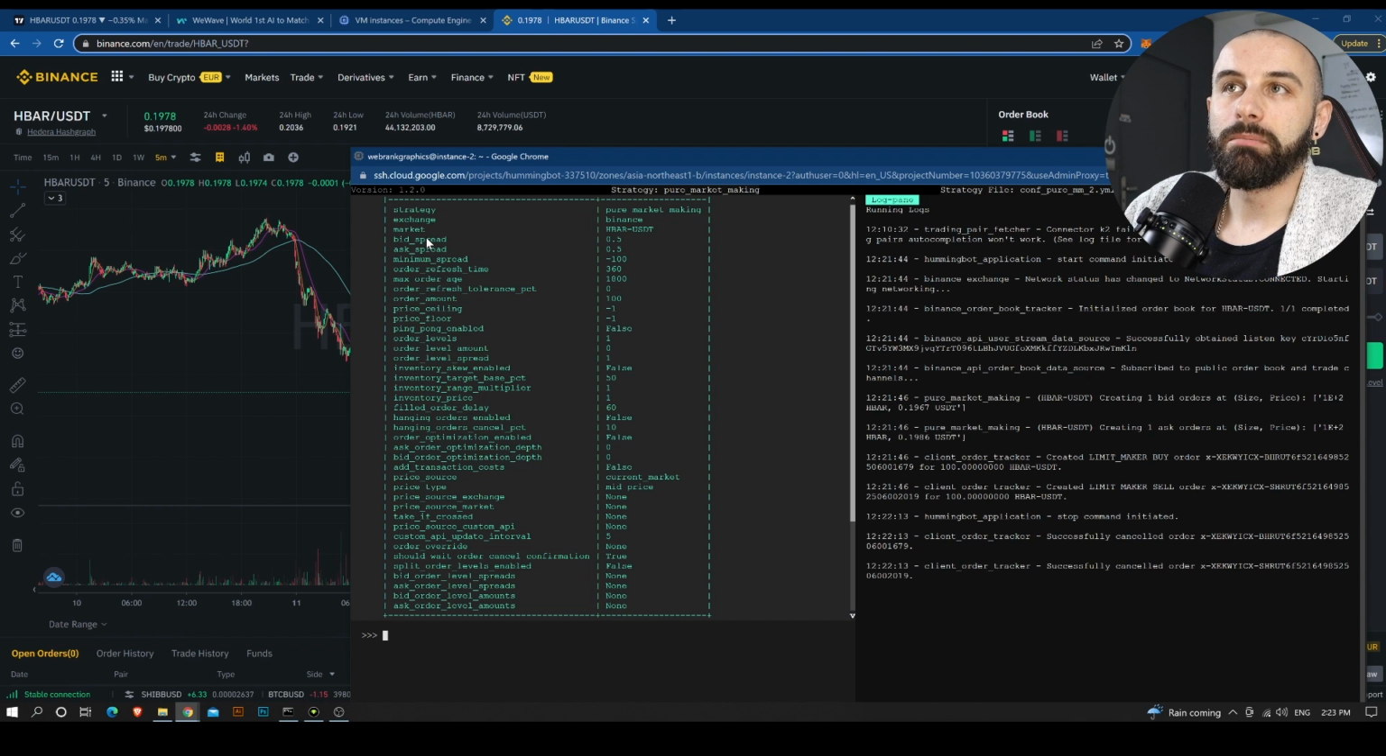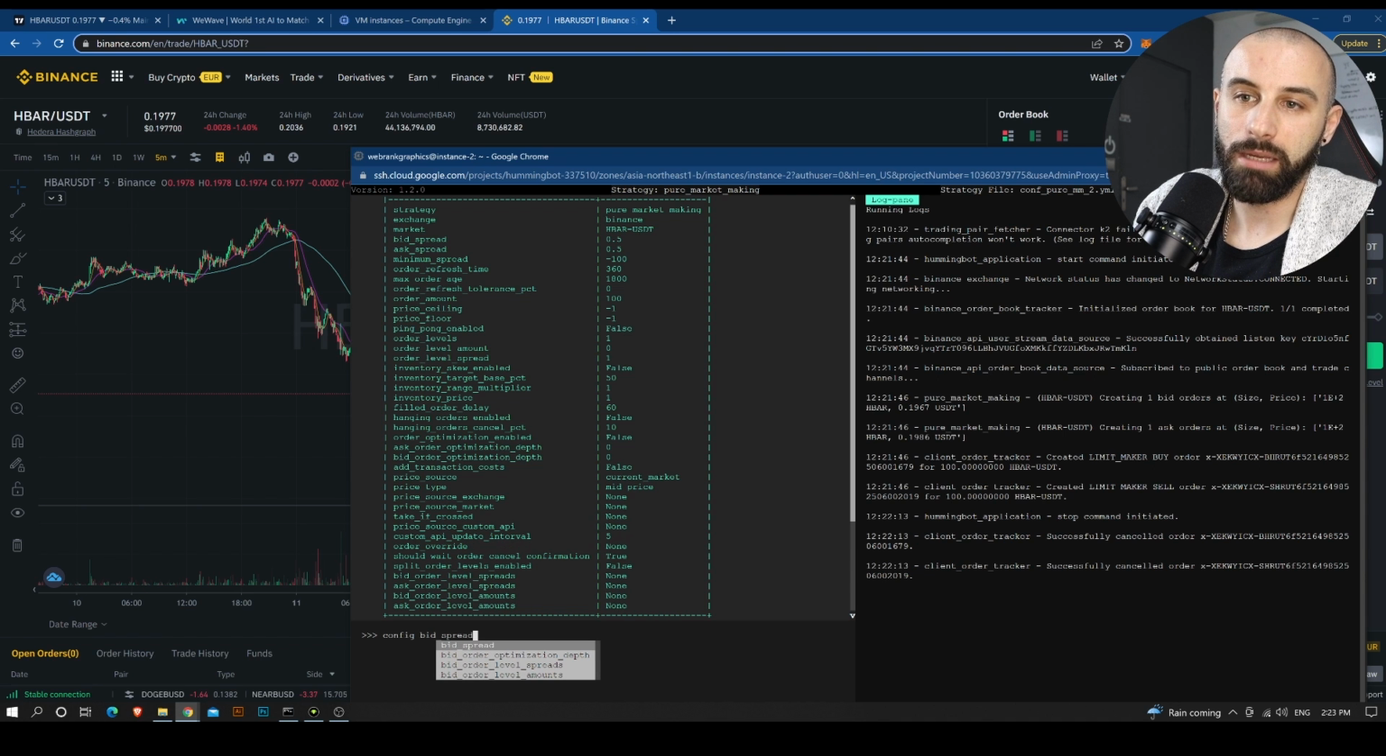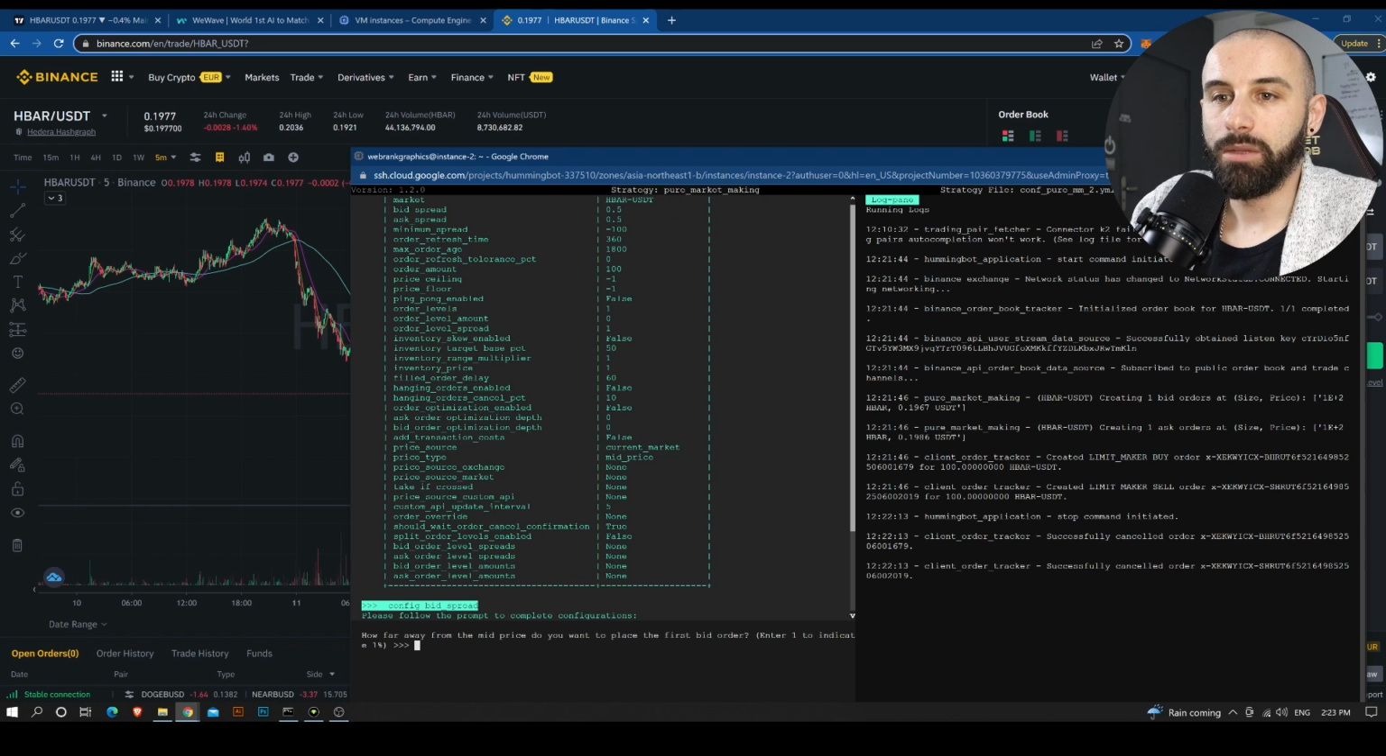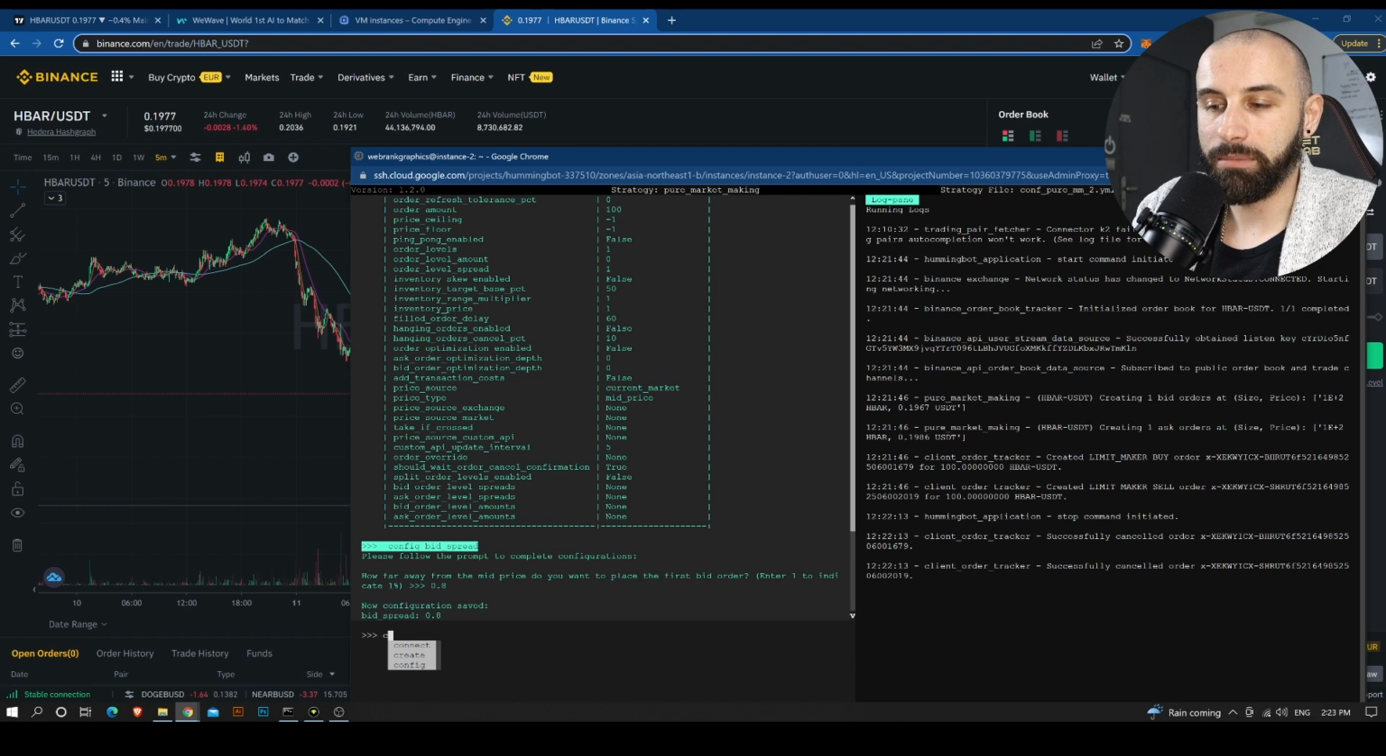Now, if we want to modify the bid spread or the bid ask spread, we can just type config, bid, we can tab it, okay. And we can modify it from 0.5 to 0.8, for example. And now we type config again.